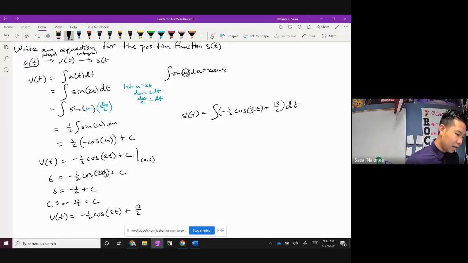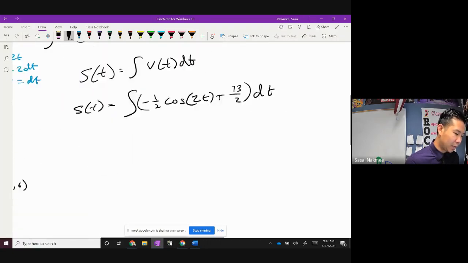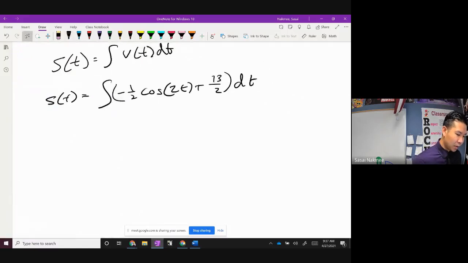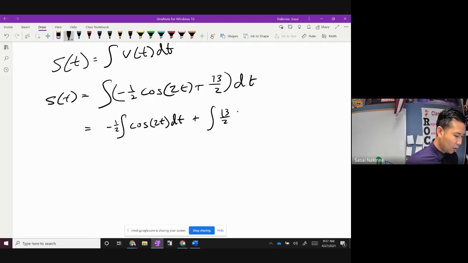So remember, the position function is just equal to the integral of the velocity function. That's all I did there. I just took the velocity function and plugged it into this integral to help me find out what this one's going to be. So do this right here. Hopefully, I'm going to go ahead and rewrite this as negative 1/2 times the integral of cosine of 2t dt plus the integral of 13 over 2 dt. Use substitution again, right?